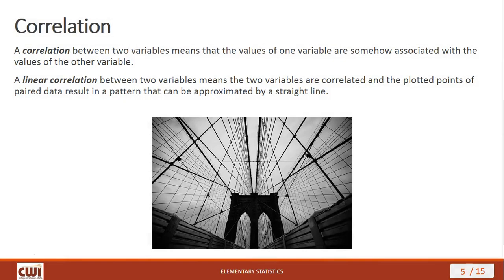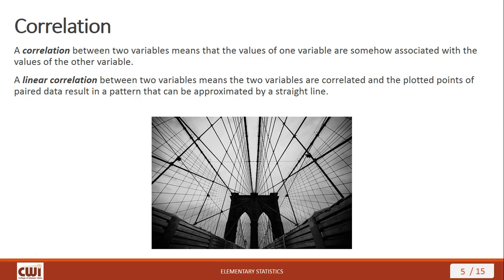Let's talk for a little bit about correlation. So correlation between two variables simply means that the values of one variable are somehow associated with the values of the other variable. Keep in mind what we've said repeatedly before. Correlation is not causation. Just because there's an association or relationship between two variables, it does not mean that one causes the other. Correlation is not causation.